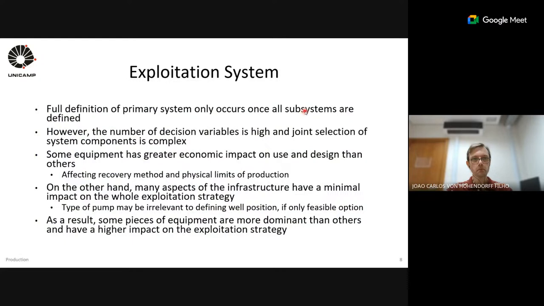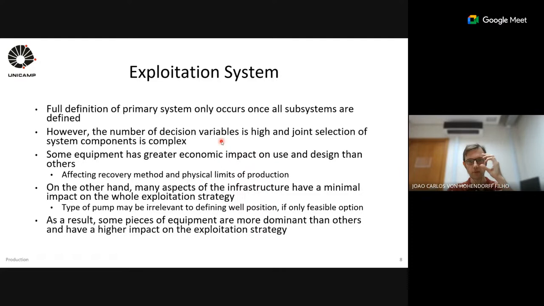Here are some more details about this exploitation system. We need a full definition of the primary system, and it occurs only when all subsystems are defined, okay? Because we need to integrate all parts of my subsystems to have the idea of what my exploitation system is. Again, the number of decision variables is so high, okay? And how to join these system components is very complex.